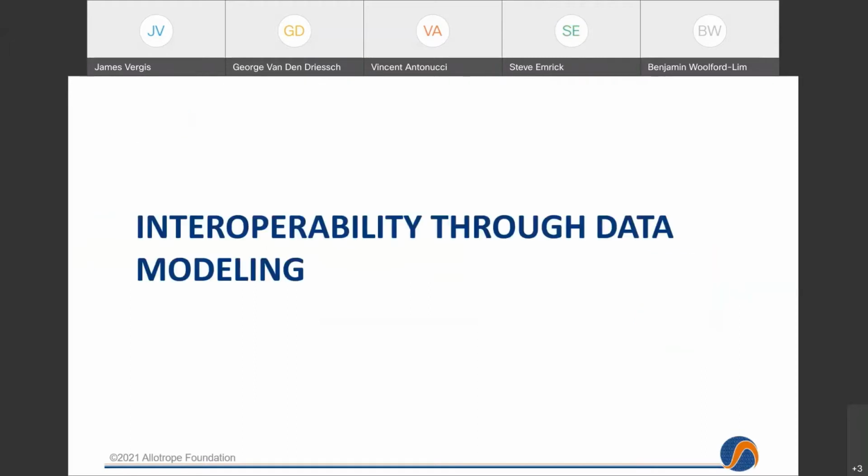Thanks, George. It's good to be here today. So, like George said, we're going to talk about the need for interoperability and how the work of the data modeling group supports that. Next slide, George, please. Are you able to advance?